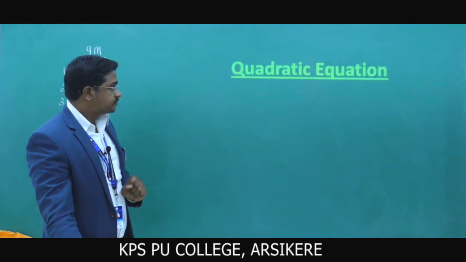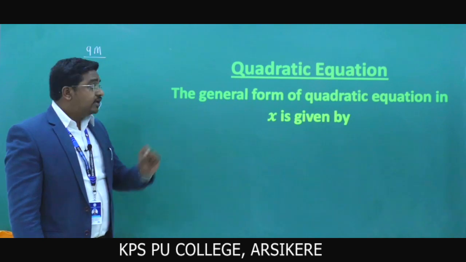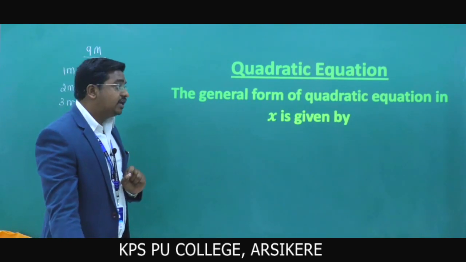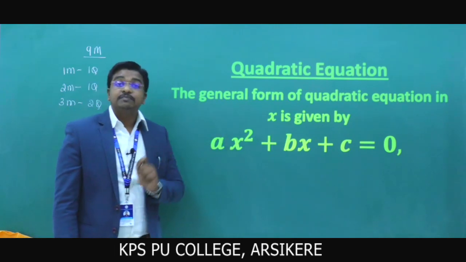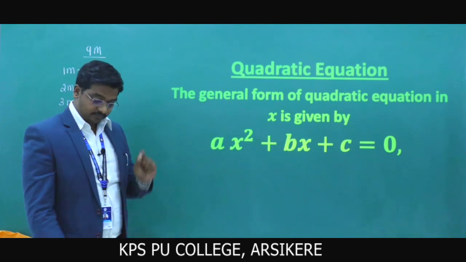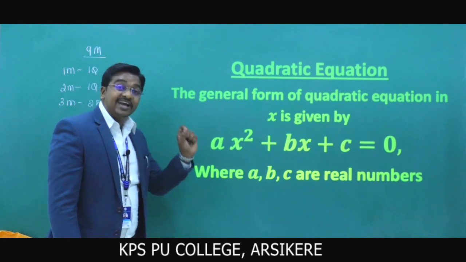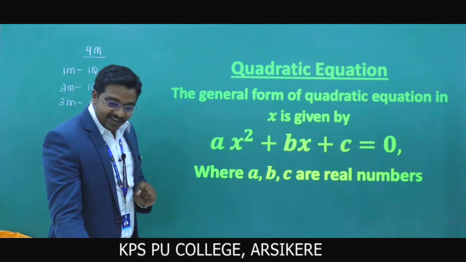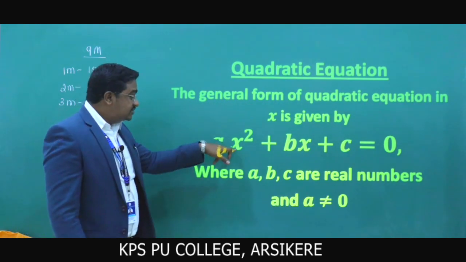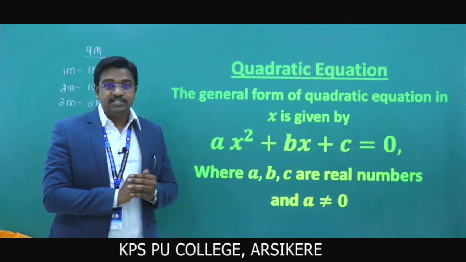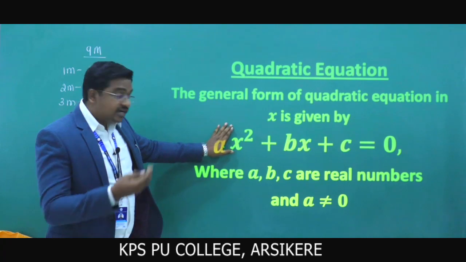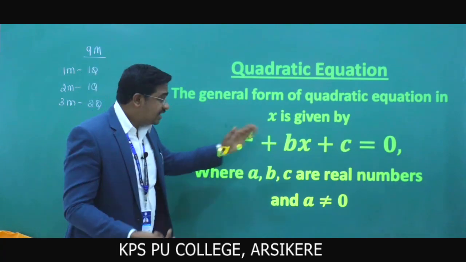Okay, here is the quadratic equation. The general form of the quadratic equation in x is given by ax square plus bx plus c is equal to 0, where a, b and c are real numbers and the coefficient of x square is not equal to 0, that is, a is not equal to 0. Once a is equal to 0, this equation reduces to a linear equation.